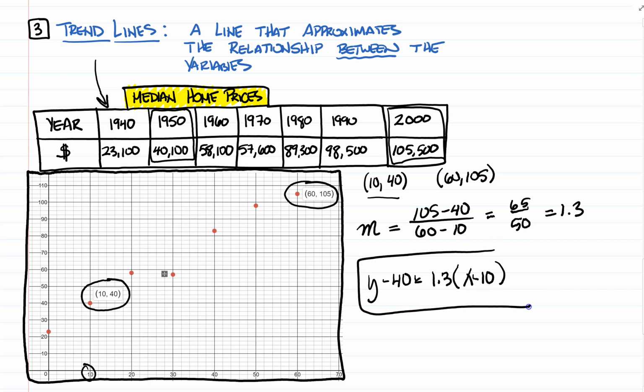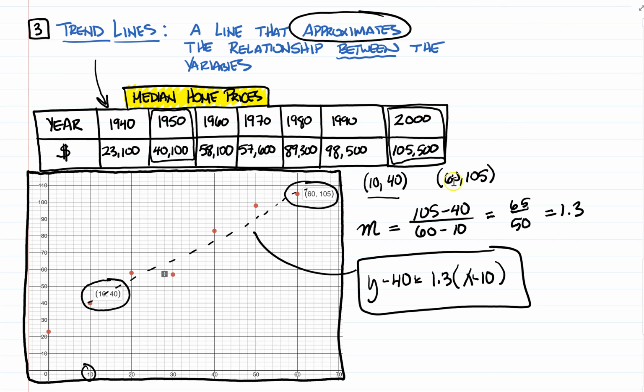So this is a trend. This is the equation of a trend line. If I were to connect these 2 points from here to here, this would be a trend line that would approximate the relationship between the 2 variables. So y minus 40 equals 1.3 times x minus 10.